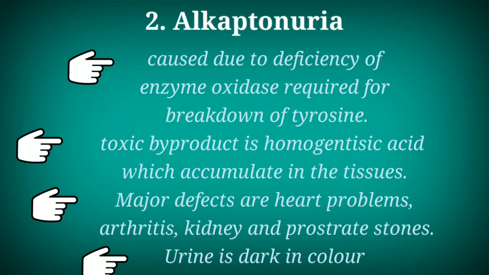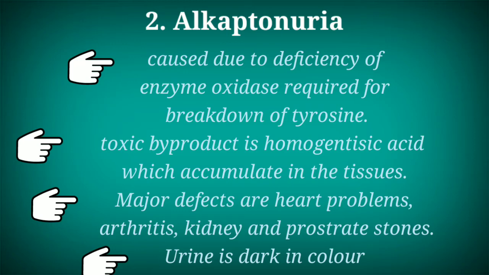In the previous case, as you have seen, phenylalanine is required to convert to tyrosine. But here the tyrosine needs to be broken down, and that is done with the help of the enzyme oxidase. When it cannot be done, this causes alkaptonuria. Because of the absence of the enzyme oxidase, a toxic byproduct is formed, which is called homogentisic acid, which accumulates in the tissue.